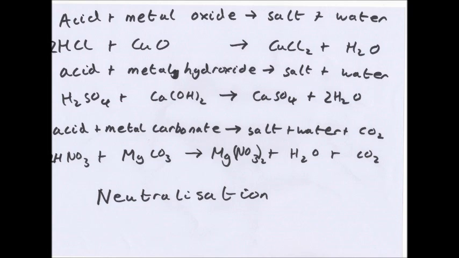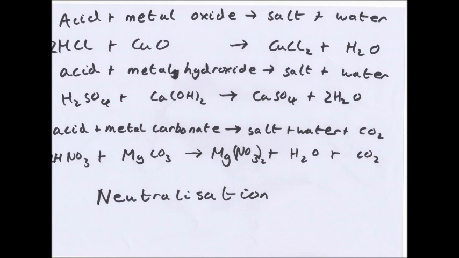So these are the calcium hydroxides, the magnesium is the one found in antacids. So for example here you have sulfuric acid plus calcium hydroxide becomes calcium sulfate plus 2H2O or water.